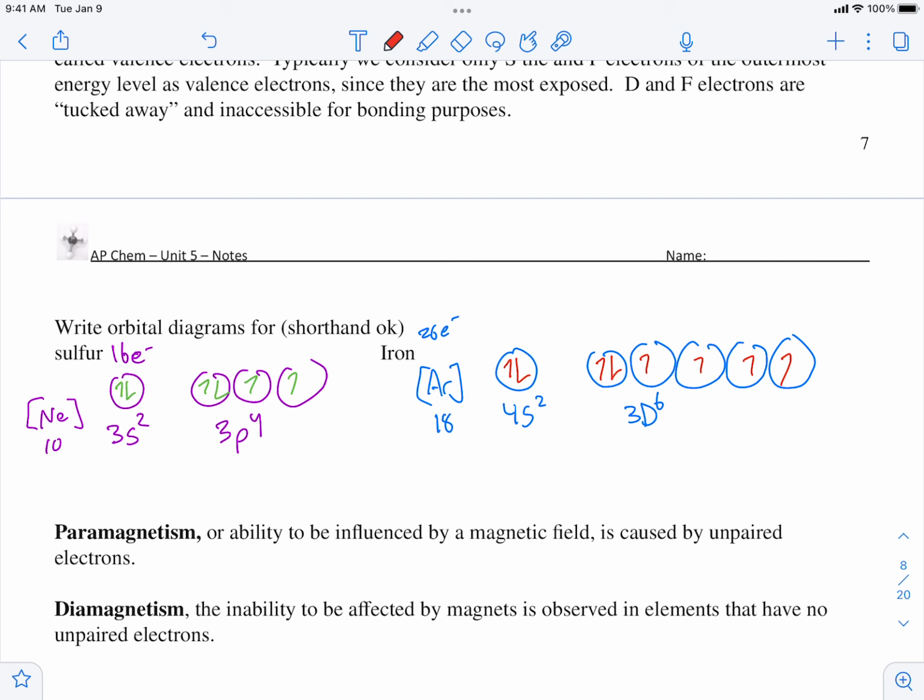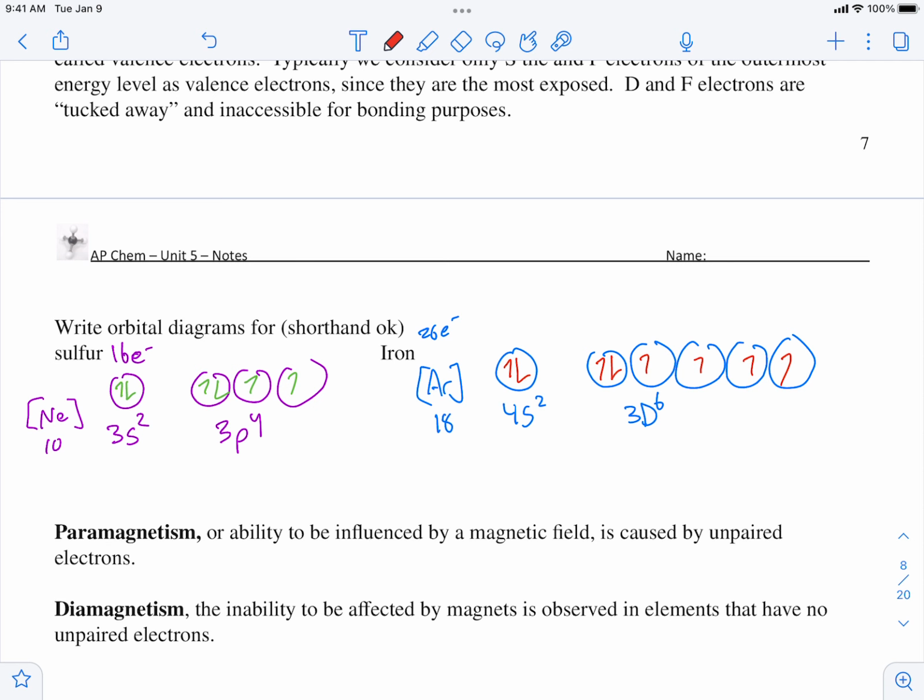Yes, you always draw the full set of orbitals regardless of whether they're filled or not. Okay. Are we okay with drawing circles? Orbital diagrams? Okay. So, what is the relevance? What kind of information do we get from drawing orbital diagrams?